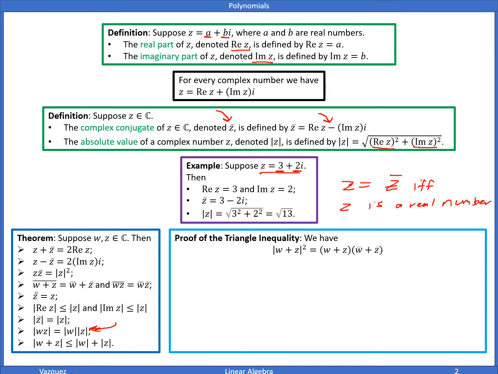Now, why is this the case? Well, we're using this property here, right? This third one. This is z. This is the conjugate of z. And that's equal to the absolute value squared.